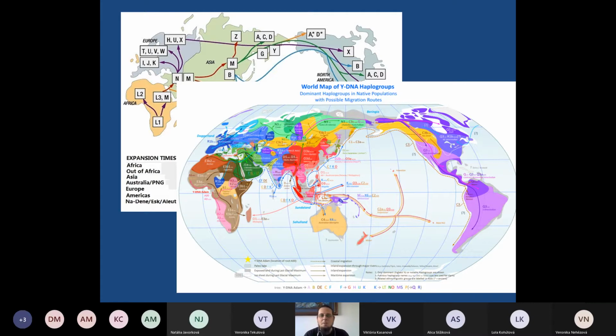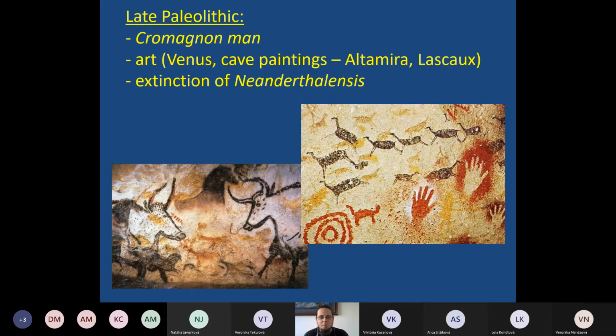Okay, during the late Paleolithic, as we talk about these Cro-Magnon people, as I told you, the main thing that appeared and makes the difference between Neanderthal and Cro-Magnon people is art. And we have two beautiful examples of prehistorical art, which are Venuses, you'll see some of them later on, and cave paintings, which are in many cases around Europe, Africa and Australia too.